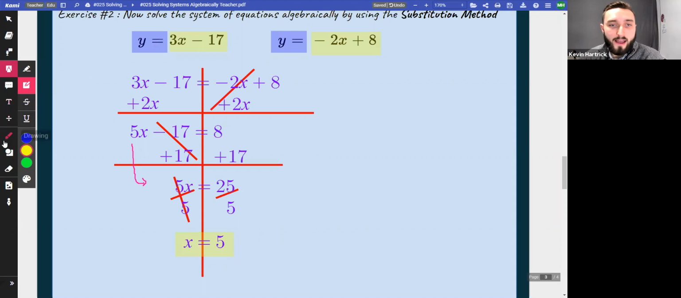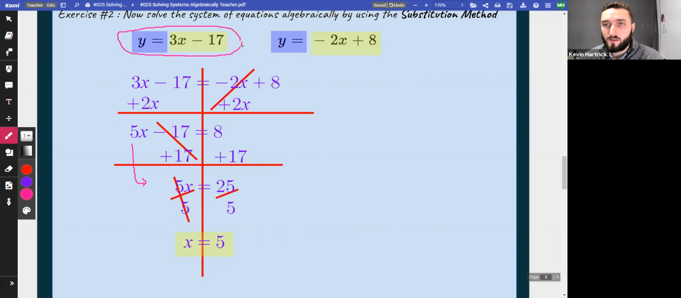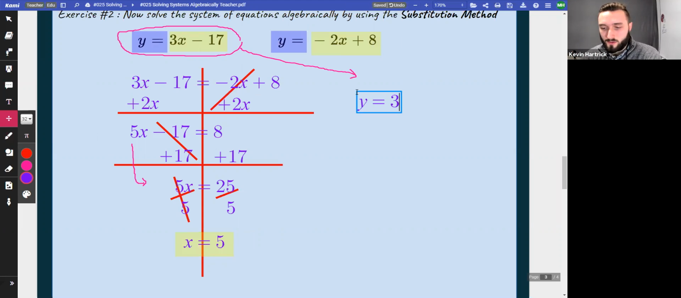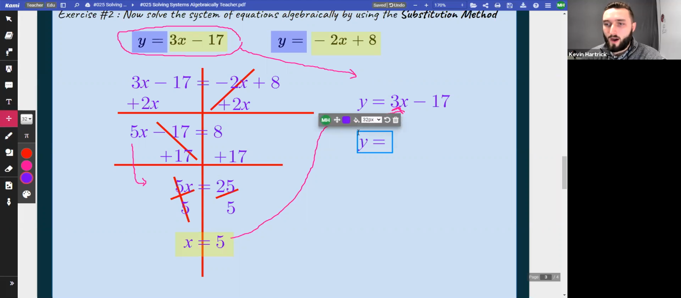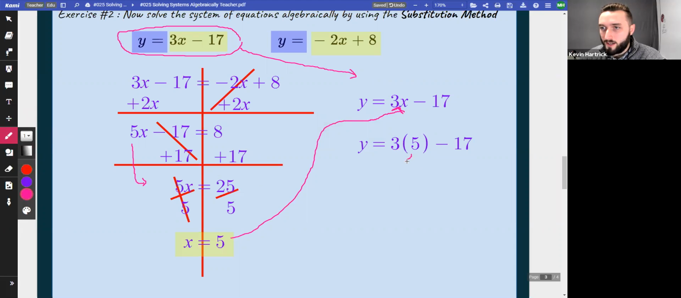Now in order to find the y, I need to take one of these equations. Doesn't matter which one. Let's just take the first one. It doesn't have a negative out front, so it might be easier, but I don't know if it'll be easier. I'm going to rewrite it. So y equals 3x minus 17. And then I'm going to plug in, I found x to be 5. I'm going to put a 5 in for x, and I'm going to simplify. And when I simplify, I should be able to get what y equals. So I'm going to put my parentheses in. Inside, I'm putting a 5. And I'm simplifying using my order of operations.